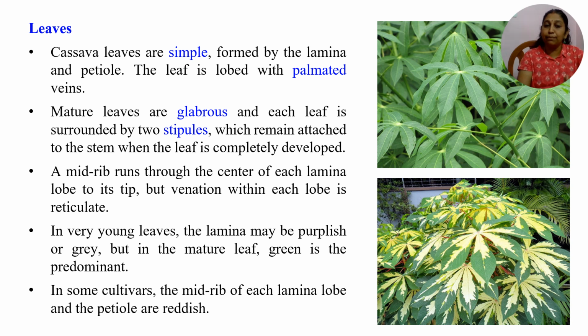Leaves are simple, lobed leaves with palmate veins. The mature leaves are glabrous. The leaves will be either fully green colored or variegated colors are available. Each leaf will have a pair of stipules. In young leaves, the leaves may be purplish in color. In a mature leaf, green will be the predominant color.